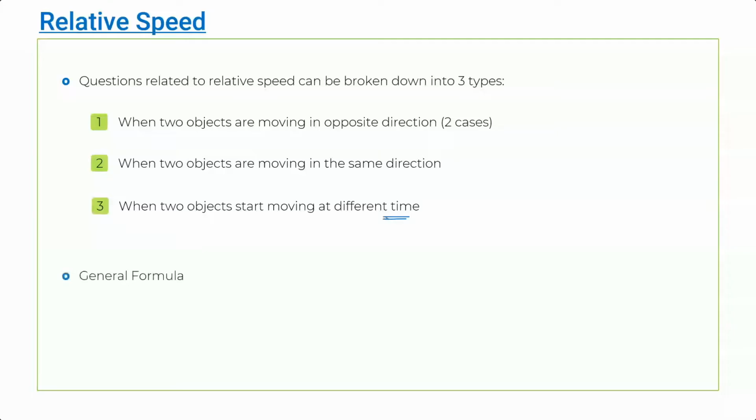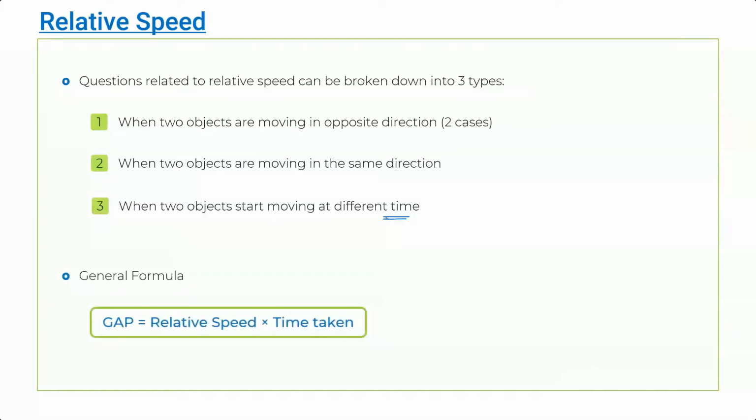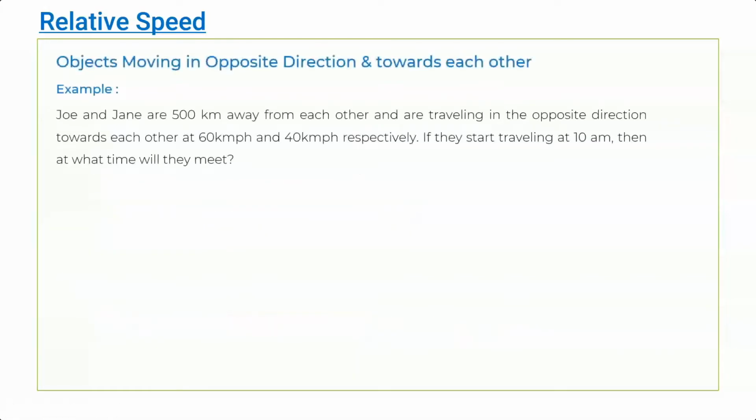The way we are going to solve any relative speed question is based on just one formula, okay? And that formula is gap is equal to relative speed times time taken, okay? So this is basically a variation of distance is equal to speed multiplied by time only. The only difference is that we are going to focus on something called the gap distance, which I'm going to explain a bit once we start looking at each and every case. And relative speed is also something that you need to understand: when two objects are moving in opposite and same direction, how do we consider relative speed? Okay, so we'll understand all these cases with the help of examples.